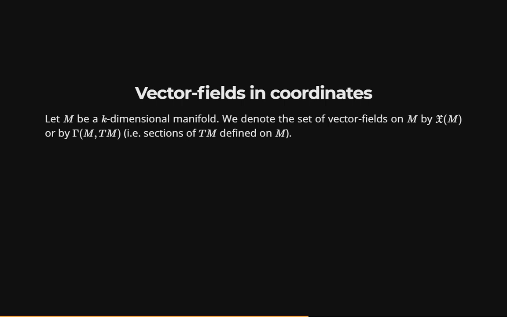Okay, first the notation. We denote by this symbol, Gothic X of M, or by Gamma(M, TM), the set of vector fields. Gamma(M, TM) technically means the sections, Gamma, on M of TM. So the functions from M to TM such that, blah, blah, blah, smooth sections.